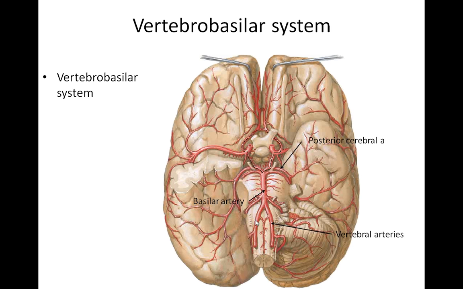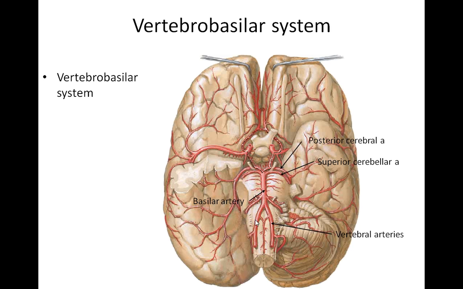And that's the only artery from the vertebro-basilar system that supplies the cerebral hemispheres. But while we're here, we might as well talk about the other branches as well. The other branch of the superior end of the basilar artery is the superior cerebellar artery.